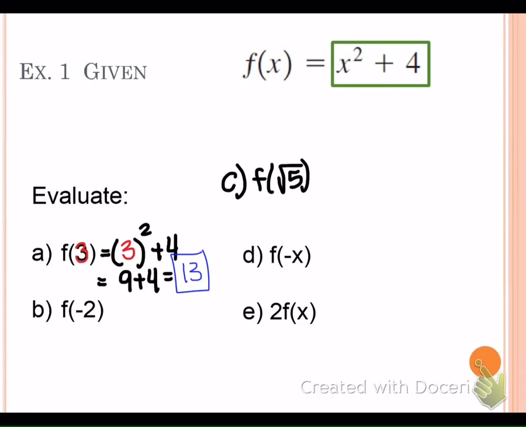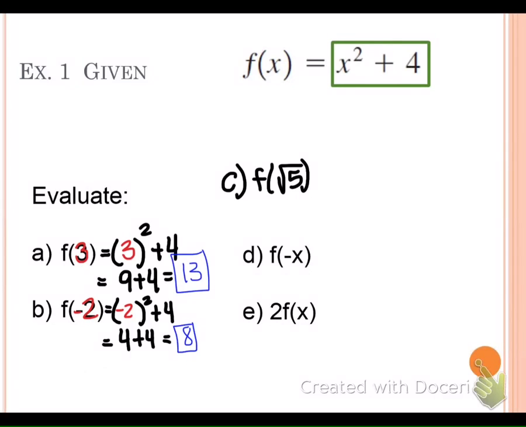Doing the same process down below, we're going to take this negative 2, which will be our input, squared plus 4. We're going to get 4 plus 4, or an output value of 8. Doesn't necessarily have to be a whole number. Can be also radicals, can be decimals, can give us fractions. Doesn't matter what it is.